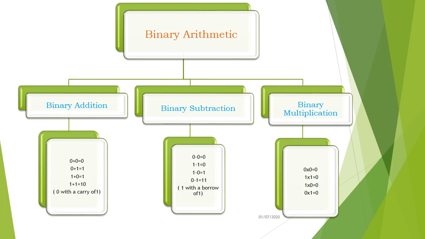Now we will turn towards the rules of binary multiplication. When 0 is multiplied with 0, or 1 is multiplied with 0, or 0 is multiplied with 1, the resultant will be 0. But when 1 is multiplied with 1, the resultant will be 1.